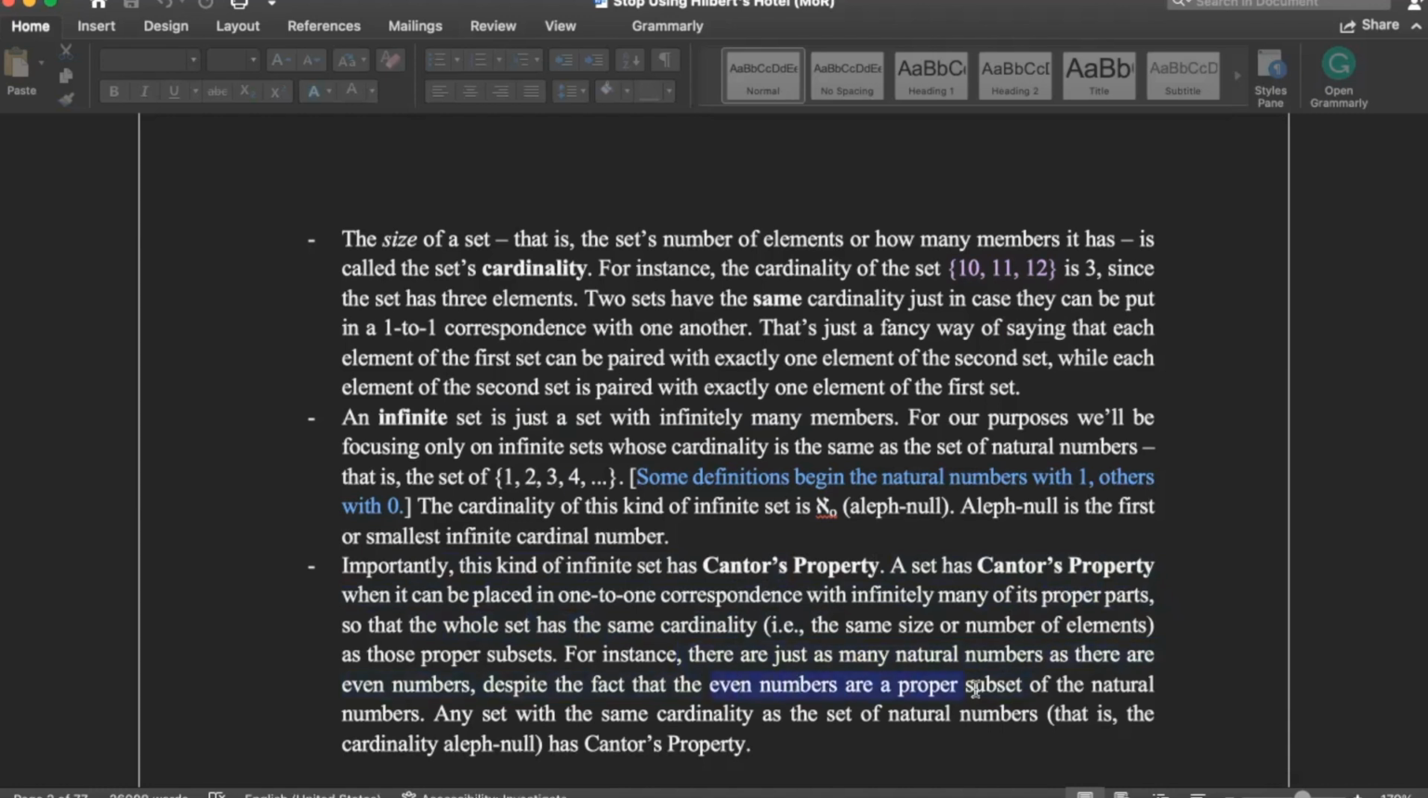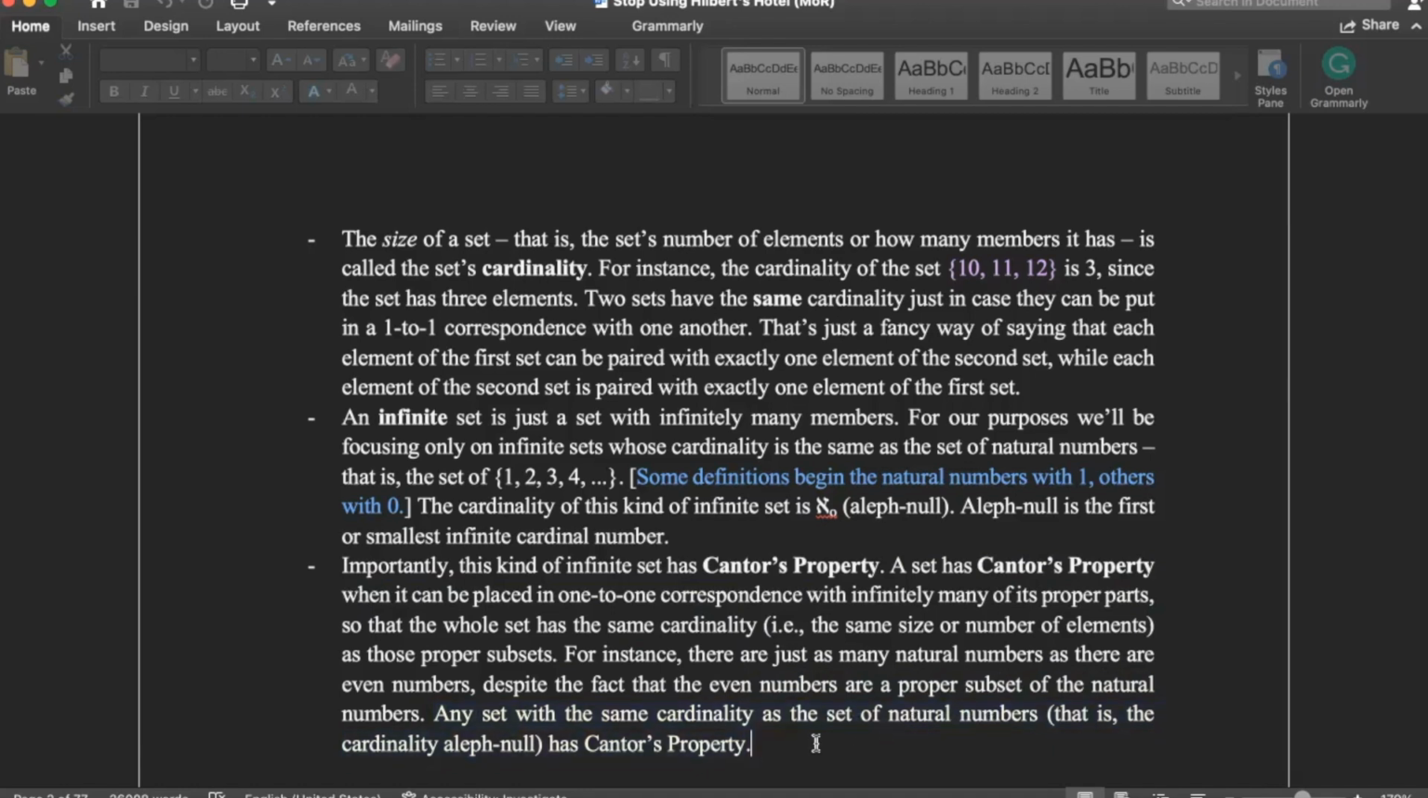To say that the even numbers are a proper subset of the natural numbers is to say that every member of the set of even numbers is a member of the set of natural numbers, but there are members of the set of natural numbers that aren't members of the set of even numbers, right? And again, to say that there's a one-to-one correspondence between these sets is to say that you can basically map each member of each set to one another such that there are no members left out, no members left behind. So you compare 2 with 1, 4 with 2, 6 with 3, 8 with 4, 10 with 5, and so on ad infinitum, right?